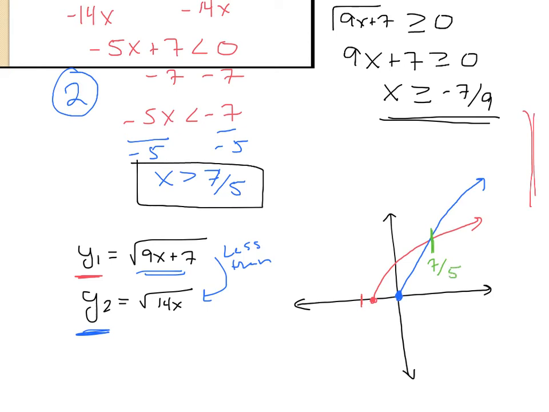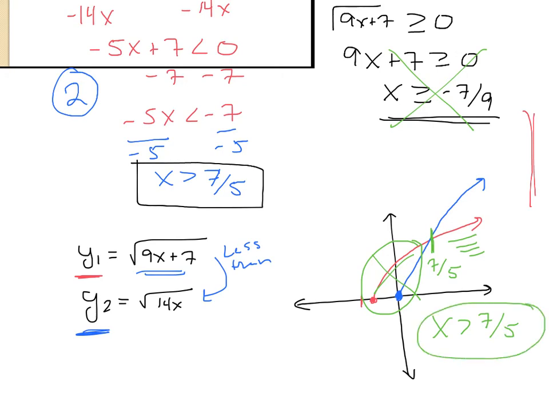So notice that the red graph is lower than the blue graph to the right of the 7/5. So this spot right here where our domain restriction is, it doesn't matter. We don't care about it because we're not even looking at that part of the graph. So in this problem, I don't have to include the domain because it's not a part of the inequality solution for this specific problem. Some of them, like the previous examples, we had to take that into account, but because of how this one worked out, all I care about is when the red graph is lower than the blue graph, and that only occurs when x is greater than 7/5. So I don't have to worry about the domain.